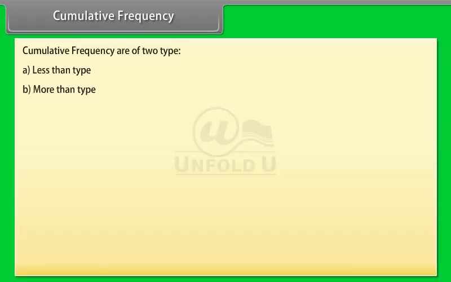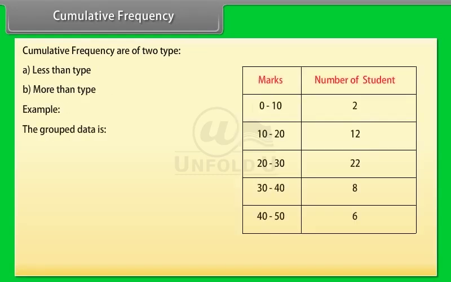Cumulative frequency. Cumulative frequency are of two types: A, less than type; B, more than type. Let us understand it with example. The grouped data is: for marks 0 to 10, number of students are 2. For marks 10 to 20, number of students are 12. For marks 20 to 30, number of students are 22. For marks 30 to 40, number of students are 8. For marks 40 to 50, number of students are 6.